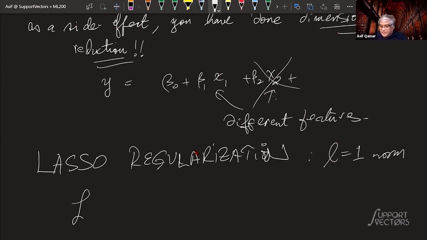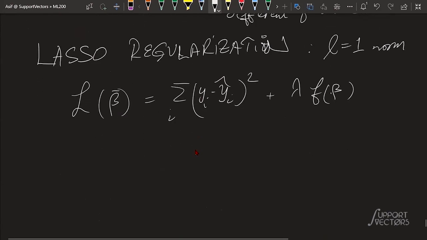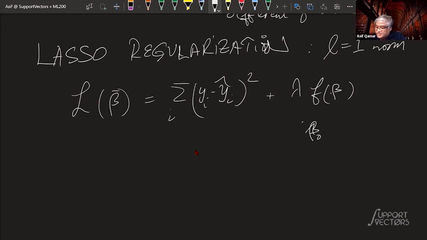And so your loss function is y minus y hat squared, summed over i. But what is your function now? Plus lambda times the L1 norm. The unit circle is defined as the absolute value of beta naught plus the absolute value of beta 1 plus the absolute value of beta 2, and so on and so forth, right?